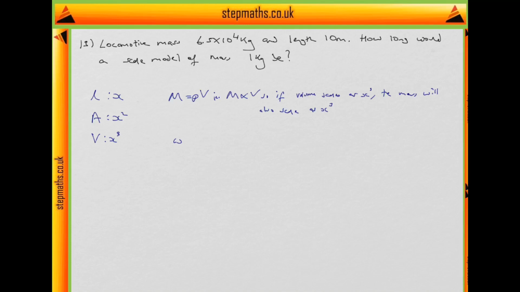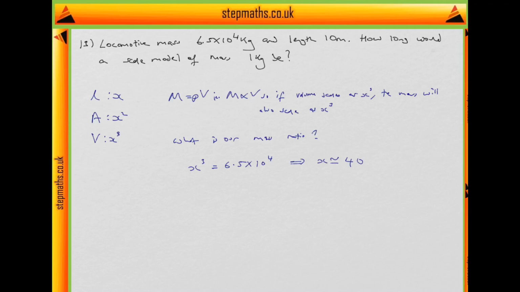So what is our mass ratio? Well, clearly we've gone from 1 kilogram to 6.5 times 10 to the 4 kilograms. So that means that x cubed is going to be equal to 6.5 times 10 to the 4. Well, cube rooting that, we see it's approximately 40. So this implies x is approximately equal to 40. That's our scale factor from small to large.